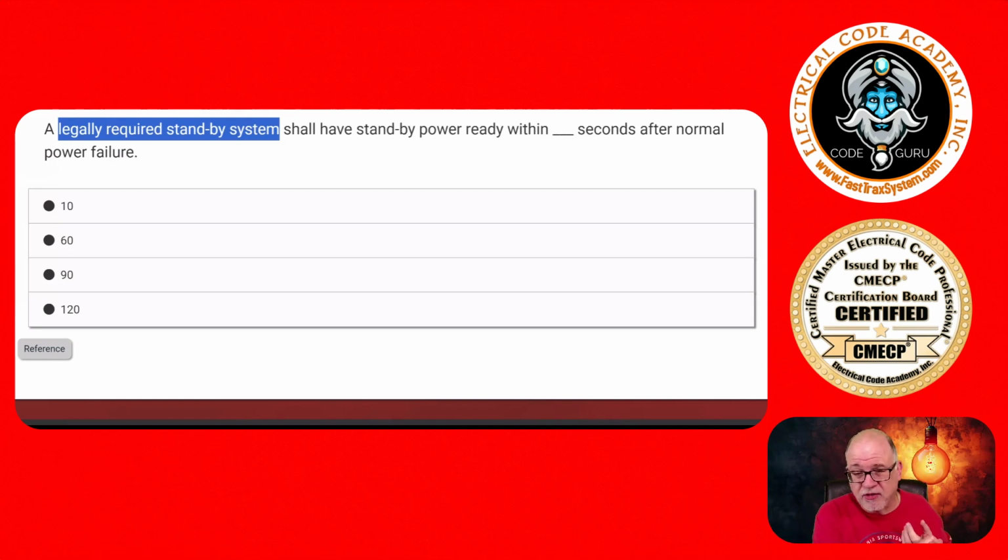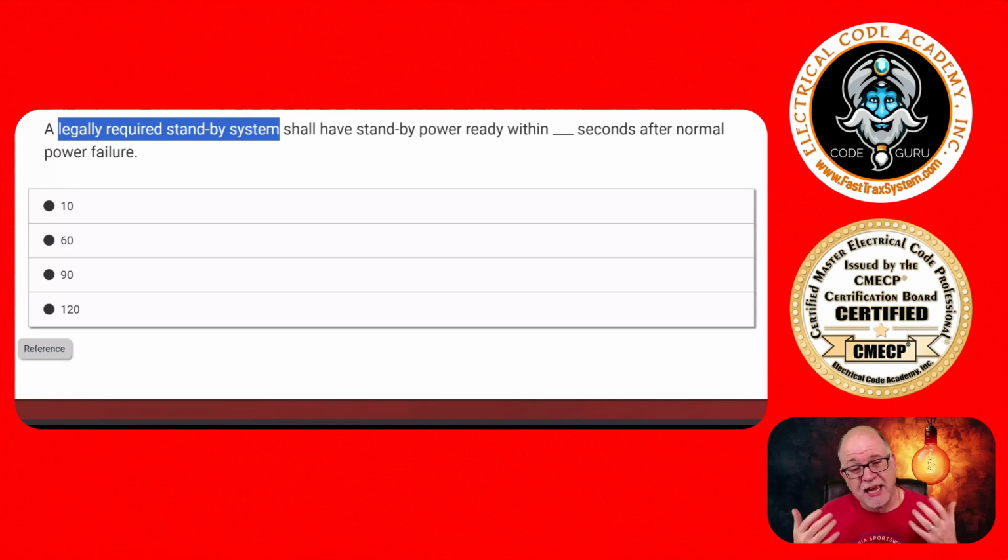Now, emergency systems are in Article 700, the optional standby is in 702. But the legally required is 701, that is required and has all the requirements. And this is a general requirement. Okay?